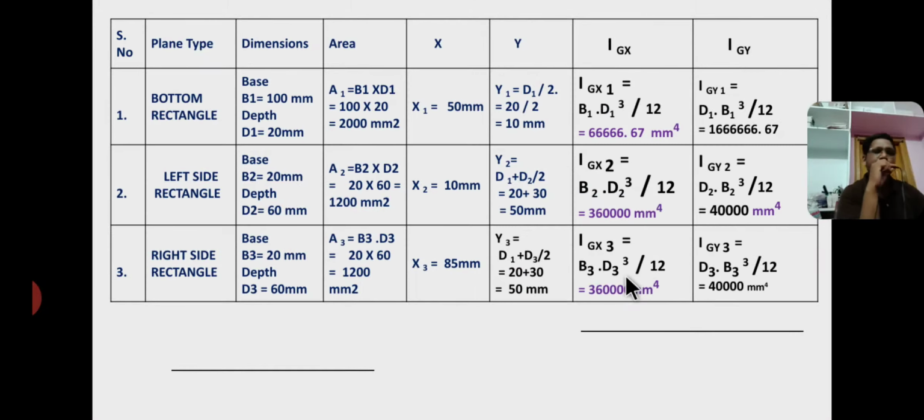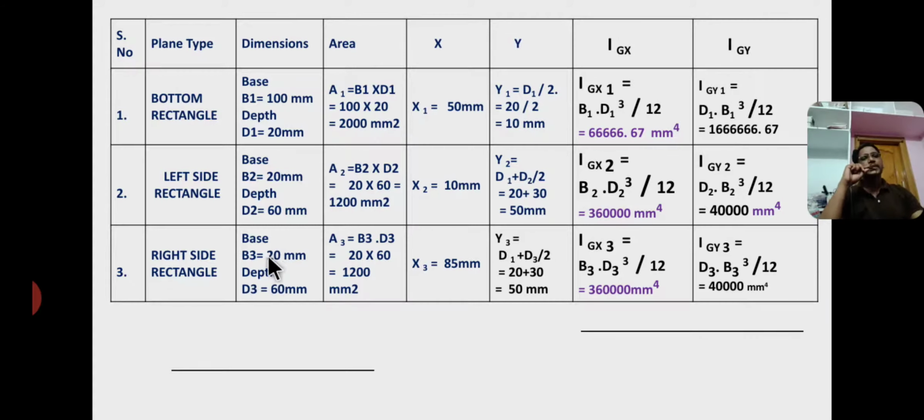And these are the section numbers, these are the section names, these are the dimensions, these are the individual areas, and x and y values for individual centroids. IGX, IGY are the area moment of inertia about the centroidal axis.